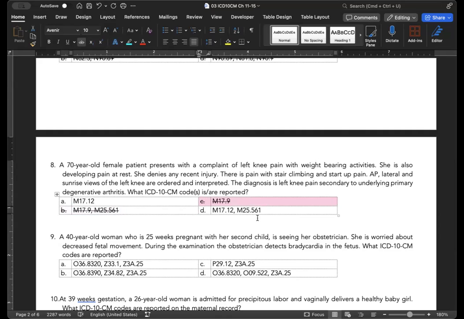So if you want to go look at the M25.561, that is for pain in the right knee. So are we going to code the pain as well as the degenerative arthritis? No. Because that's going to be considered the sign or symptom, the inherent symptom within the condition. So we should only code the primary osteoarthritis.